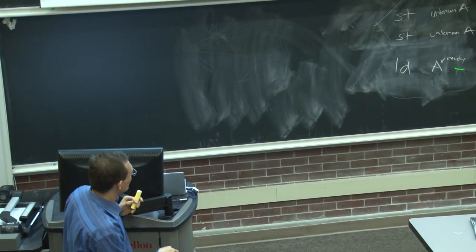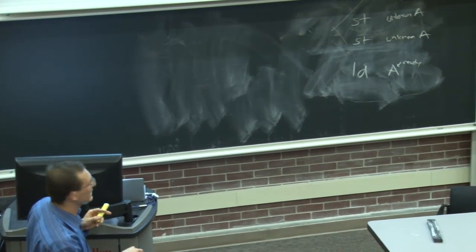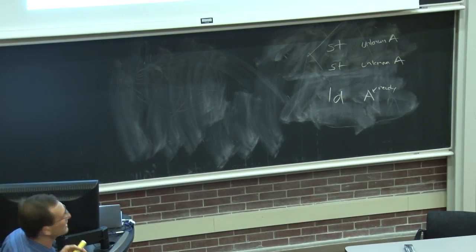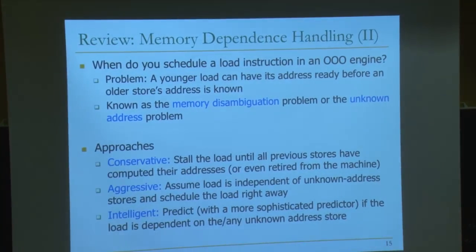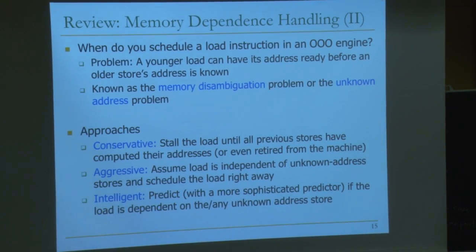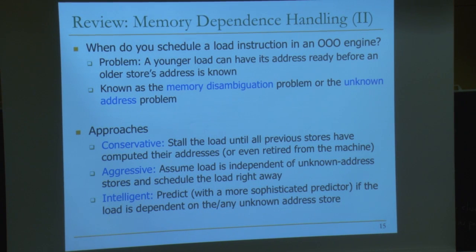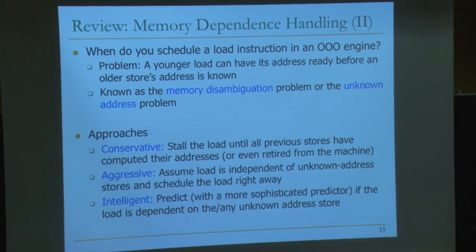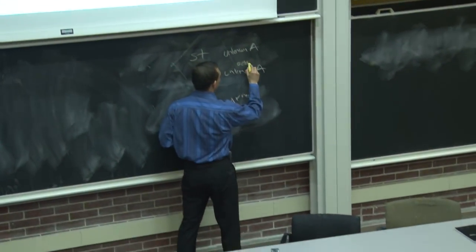The aggressive way: when the load address becomes ready, you assume the load is independent of any unknown-address store and schedule the load right away. And an intelligent way, you predict whether or not the load is dependent. And an even more intelligent way, you predict which store the load is dependent on, right? So that you can get the value directly almost. Actually, another thing to consider is that a store has an address and a data value, right?